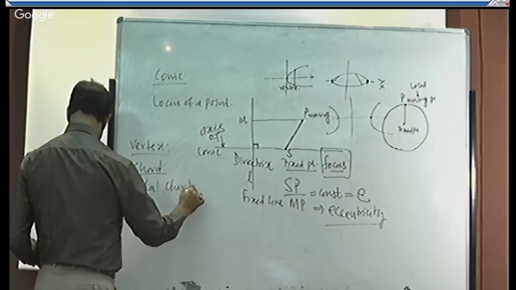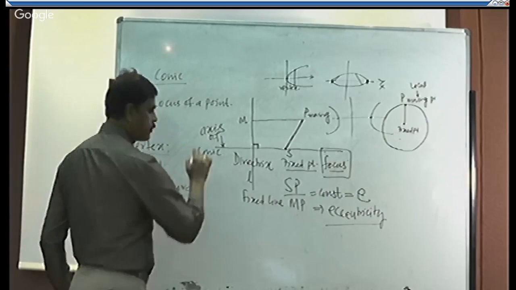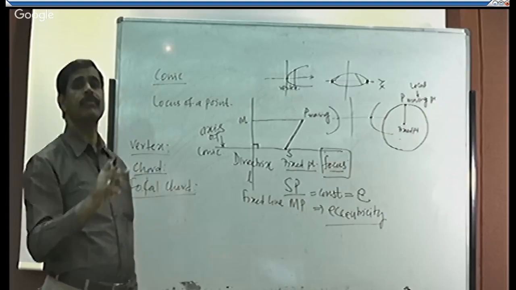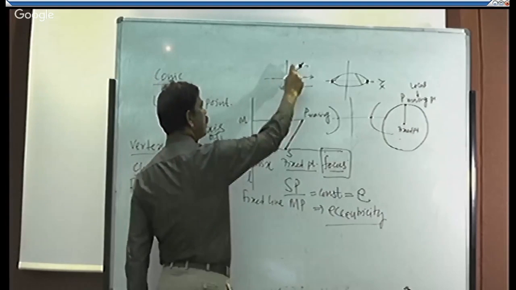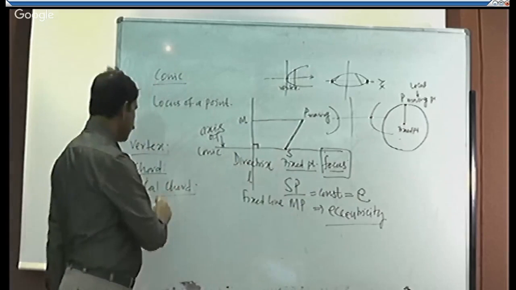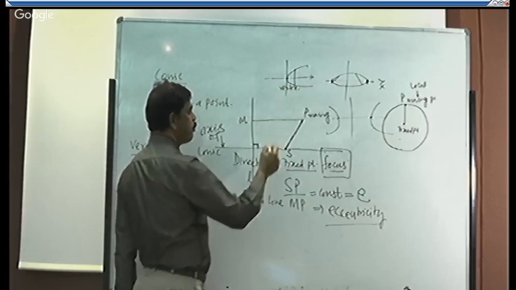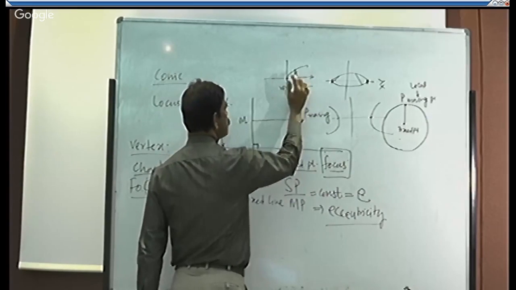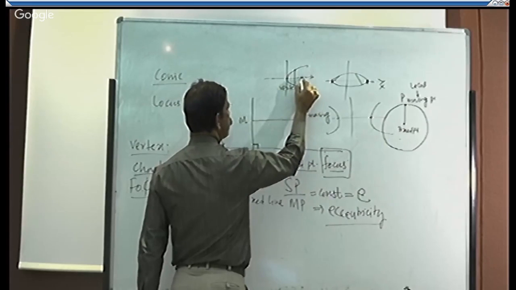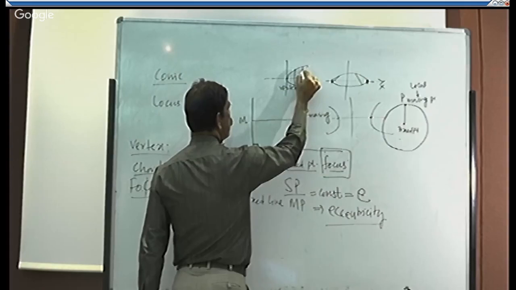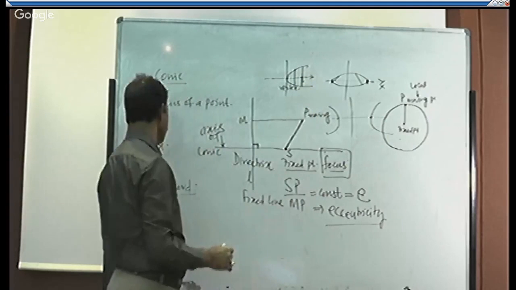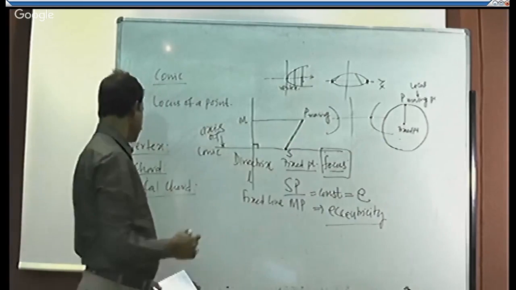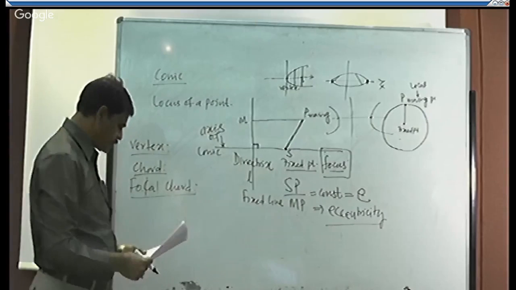Focal chord. We got the definition of chord. A chord is a line joining 2 points on the surface of the conic. Okay. What is a focal chord? A focal chord is also a chord which passes through the focus. Suppose this is the focus. If the chord passes through that, it will be called a focal chord. So, a focal chord is a chord which passes through the focus.